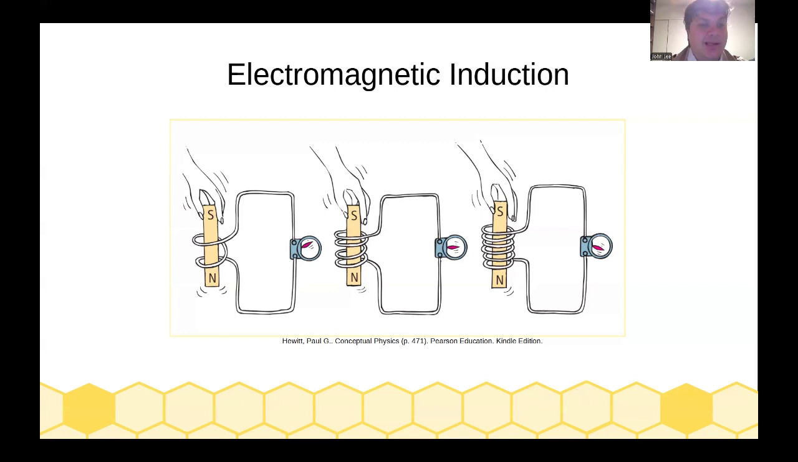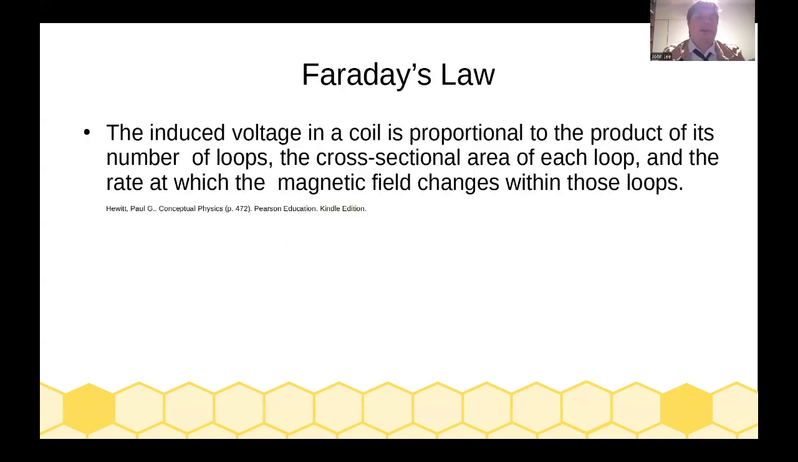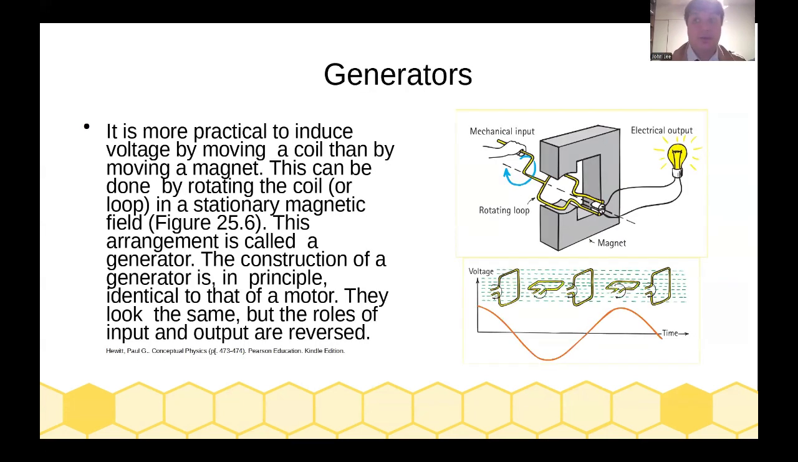So what it ends up being is the change of flux, which is the amount of the magnetic field going through an area. So a magnetic field times an area over time is going to cause there to be a voltage across the wire, which is going to cause there to be a current across the wire. Faraday's law states it better: the induced voltage in a coil is proportional to the product of its number of loops, the cross-sectional area of each loop, and the rate at which the magnetic field changes within these loops. This is very useful for creating generators which generate electricity.